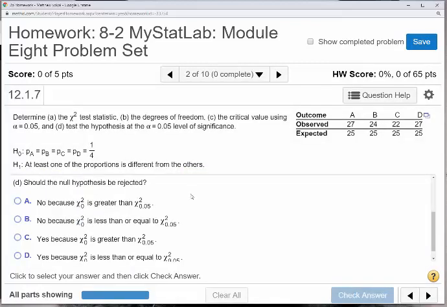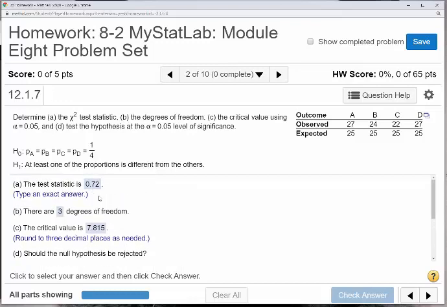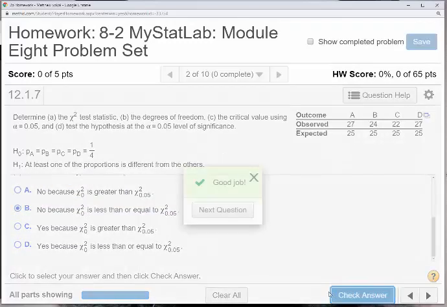All right, so what should we do? All right, should the null hypothesis be rejected? Absolutely not. Okay, the null hypothesis should not be rejected. Okay, so when your test statistic is less than your critical value, you do not reject it. So we got it.